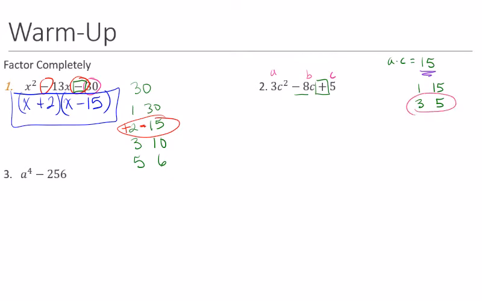This time, the bigger number is going to be negative. But this time, what's different is that since we have a positive, that means our signs are going to be the same, right? So we get a negative 3 and a negative 5. Okay, so now I'm going to put them in here.